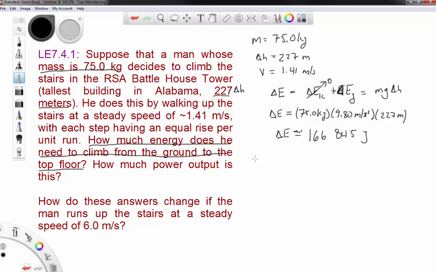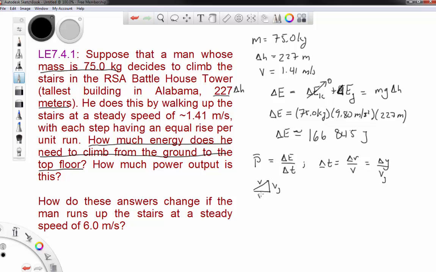All right, well, the average power is whatever his change in energy per unit time is. So we need to figure out what this unit time is. To get delta T, he's at a steady rate, steady speed, that is, so we can use delta R over V. And specifically, we need to know his change in height divided by the Y component of this, saying equal rise per unit run. So that means here's V.